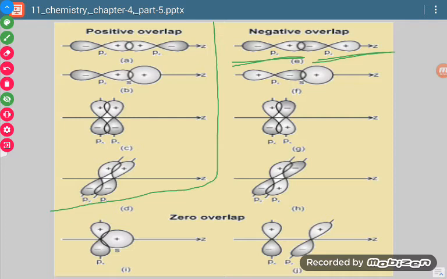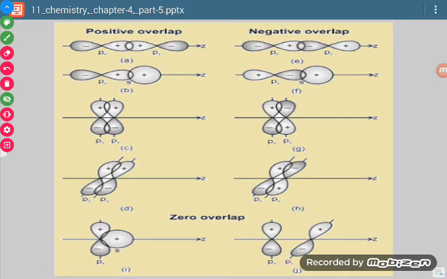Okay. Now here you can see, in this case positive overlap, positive loop is here and here negative loop is coming with it for interaction. Here also we can see this is negative loop and this is positive, so it is negative overlap. Here also we can see the loops are in opposite direction, or positive is combining with negative. Here also, if the signs of the loops are opposite, then it gives rise to negative overlap.